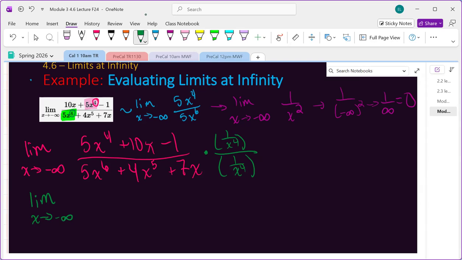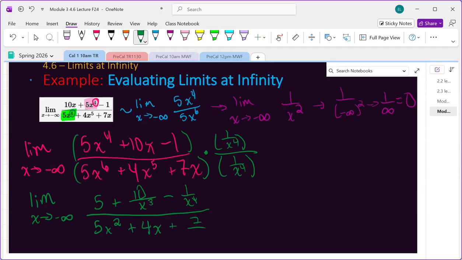So 5x to the 4th times 1 over x to the 4th is going to be 5 plus, this will end up being 10 over x to the 3rd minus 1 over x to the 4th. And then on the bottom, 5x to the 6th times 1 over x to the 4th, that's still going to be 5x squared plus 4x plus 7 over x cubed.